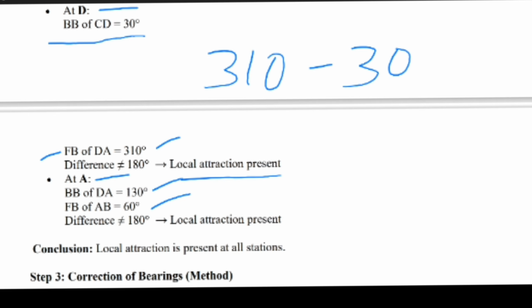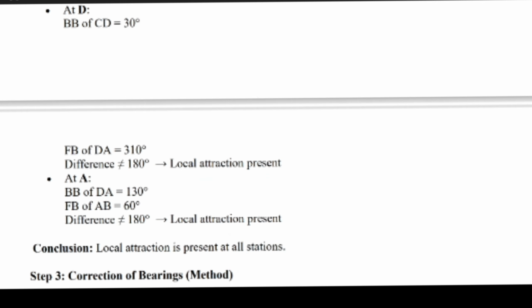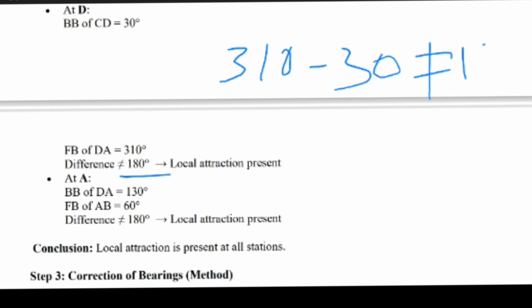This is some value, it is changed. I see that it is not 30 degree. I'll check once. Wait. Everything is correct. It is not equal to 180 degree. This is also not equal, 310 minus 30, if you do, it is not equal to 180. You will not get the 180 degree. Same way, these two difference if you do, it is not equal to 180 degree.